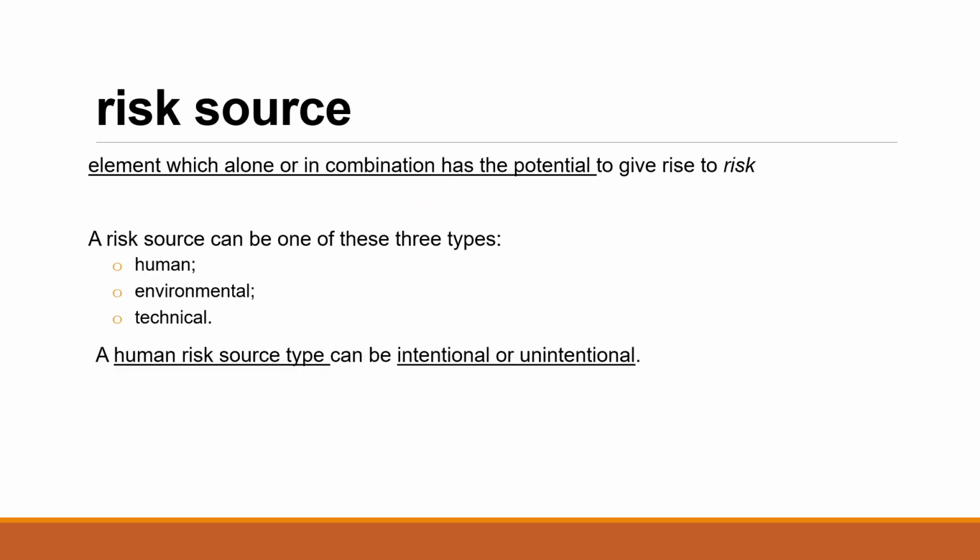Then we talked about risk source. Risk source can be one of these three types: it can be human, it can be environmental, it can be technical. When we talk about human risk, it can be intentional or unintentional also. It's a very good example actually. So a risk source is basically an element which alone or in combination has the potential to give rise to a risk. For example, human-related sources can originate from humans, intentional or unintentional.